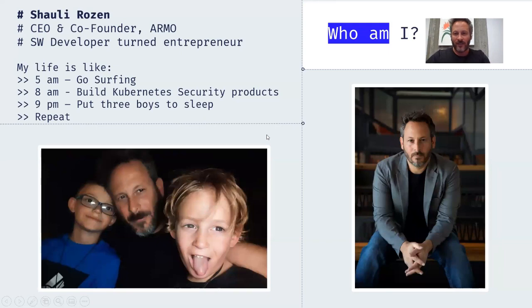Just a note about myself, who am I? I'm Shaoli, the CEO and co-founder of Armo. I'm a software developer turned entrepreneur. And today my life is basically waking up in the morning, 5 a.m. go surfing, 8 a.m. build Kubernetes products, 9 a.m. put kids to sleep, and then repeat. I do it basically every day, and I kind of like it. I really, really like it, and I really like sharing it with you guys.